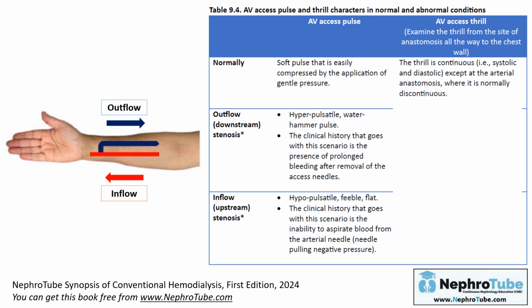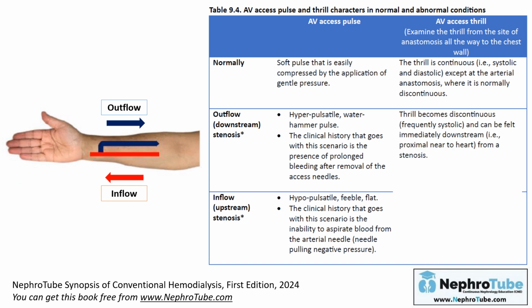Except at the anastomosis itself, where it is normally discontinuous. But normally all over the venous axis, it is continuous, systolic and diastolic. If there is outflow stenosis here, the thrill will be systolic only and it is felt after the stenosis. In inflow stenosis, for sure, the inflow of the blood is low and the thrill will be weak or absent. Okay.